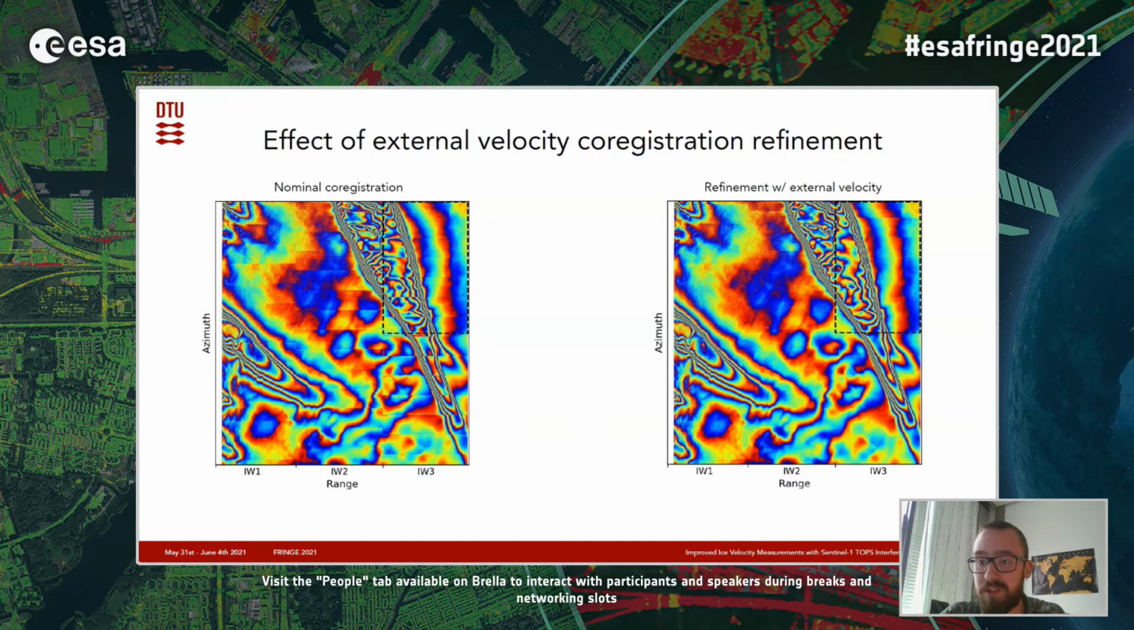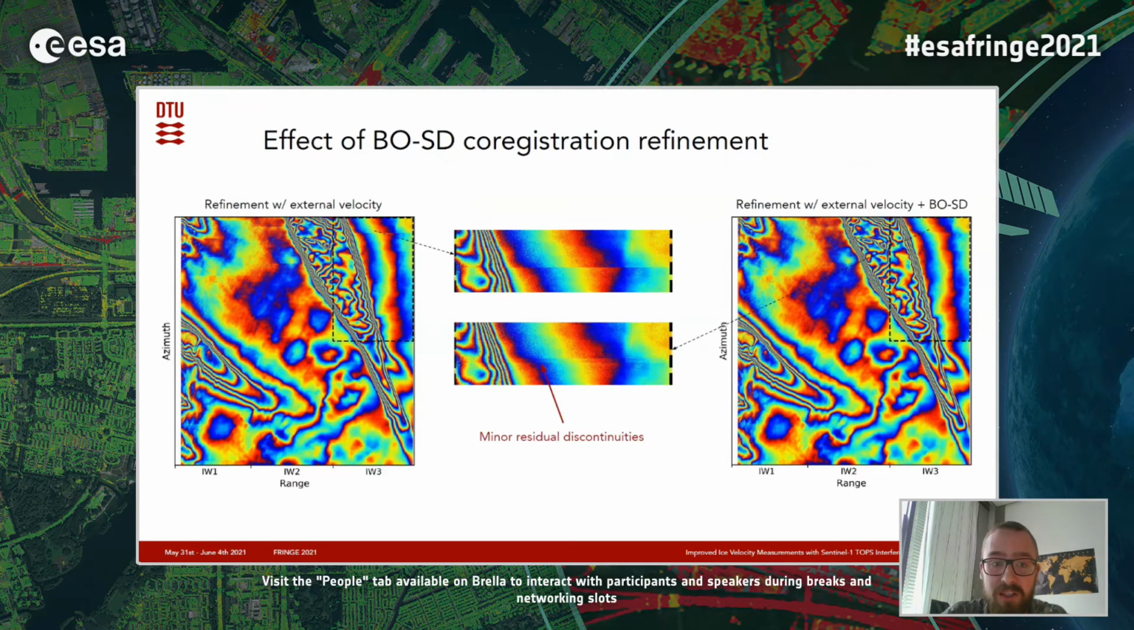And here we see how most of the discontinuities are already well resolved just with this refinement, with the exception of a few. And in one of those bursts where we still see somewhat of a discontinuity, we show here, where on the left we've only applied the external velocity refinement, and on the right we also apply this burst overlap technique. And here you see how the original discontinuity is well resolved.